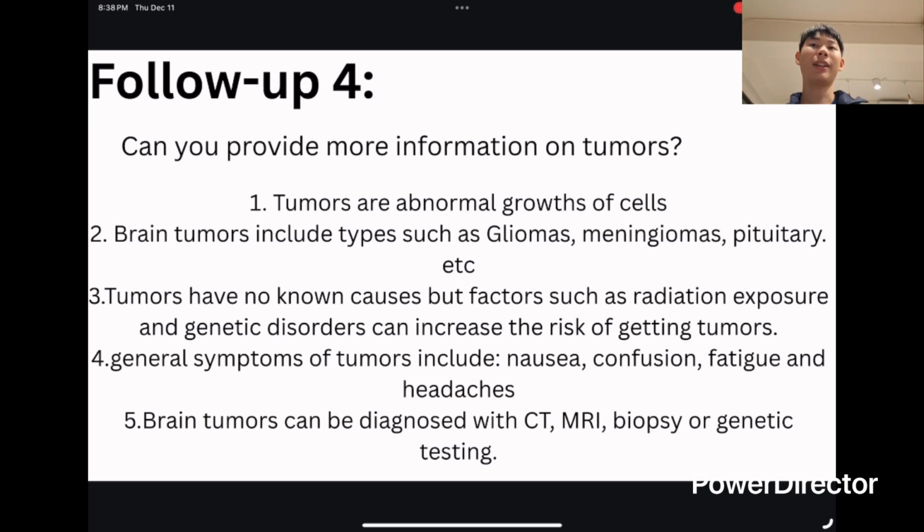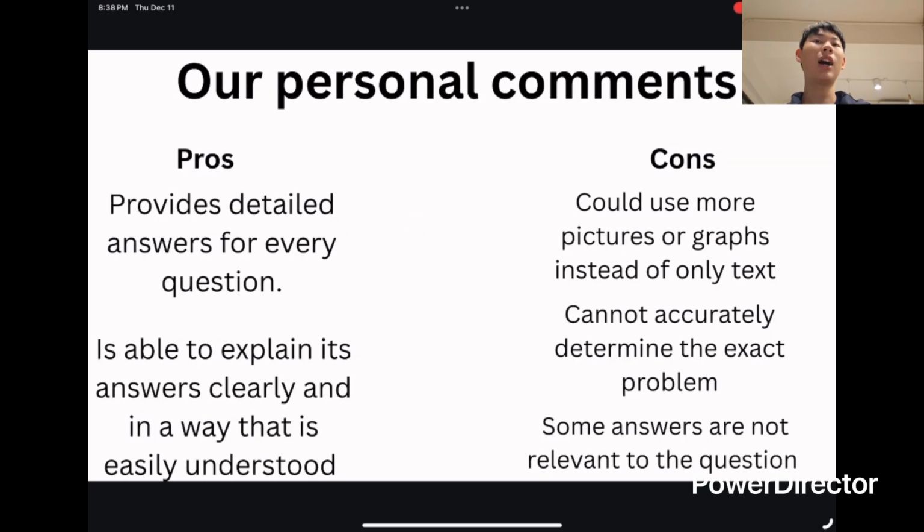Now, after that, let's move on to our personal comments. How was our experience with ChatGPT? What are some things that ChatGPT offers, and what are some things that it might lack? For the pros, ChatGPT provided very detailed answers for every question, and it is able to explain answers clearly in a way that someone like us, students that are not specialized in tumors, can easily understand what it's trying to say and the information that it's trying to convey.